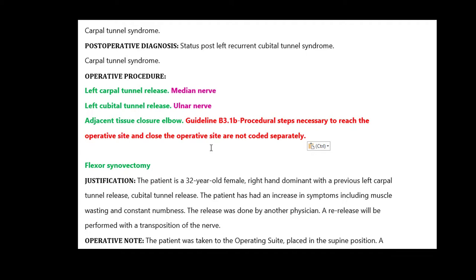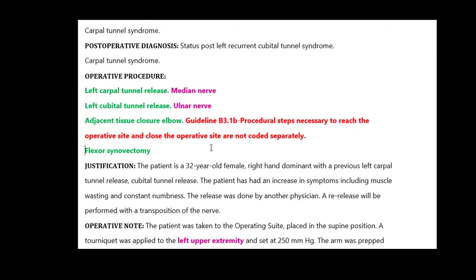Then we get to the flexor synovectomy. What I suggest doing with this one is that you would actually look it up in Google, just read about what a flexor synovectomy means. Synovium is the fluid that lines a joint. If you think of that, I'll put this in here. Synovectomy is removal of synovium, that lines a joint.